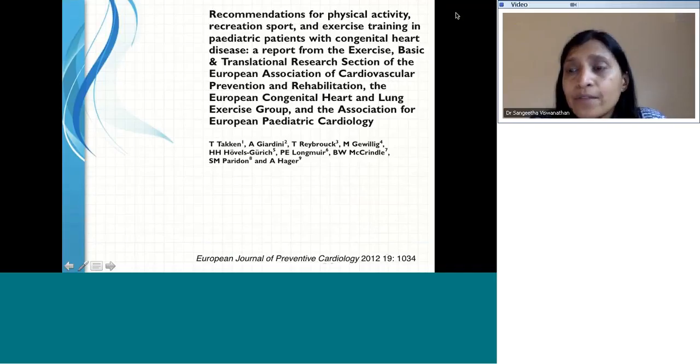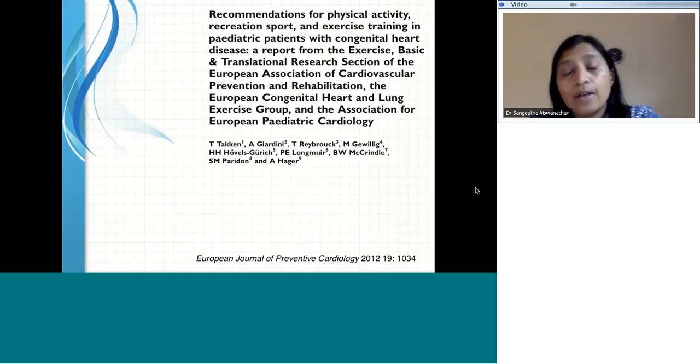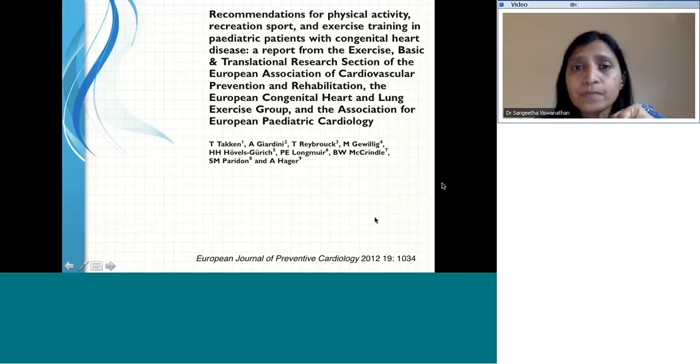So I think we're all convinced that exercise is quite important and that advice regarding exercise should be given to patients with CHD so that they can maintain good cardiovascular health in the long term. So with this in mind, in 2012, there was a task force from Europe that published guidelines for physical activity, recreational sport, and exercise training in pediatric patients with congenital heart disease.